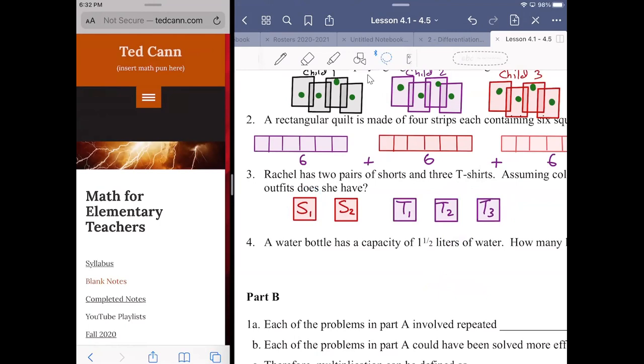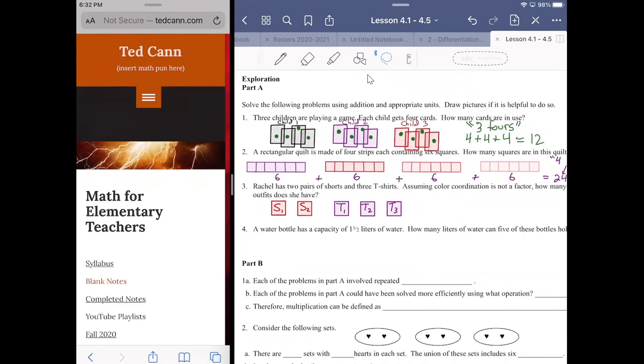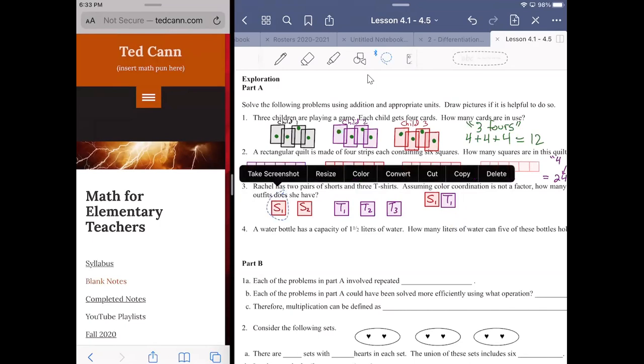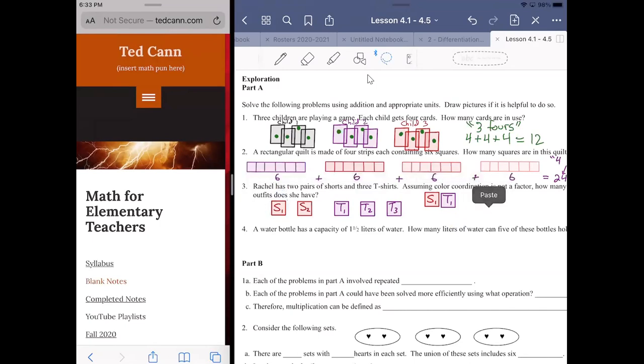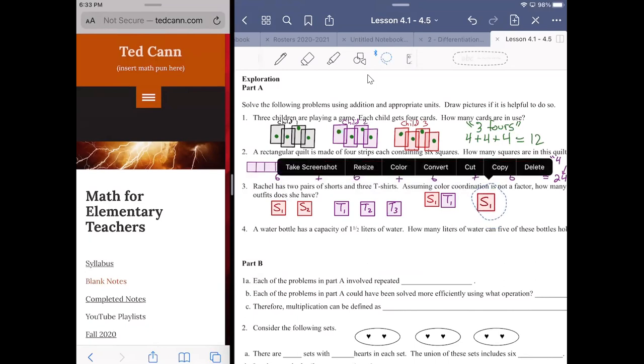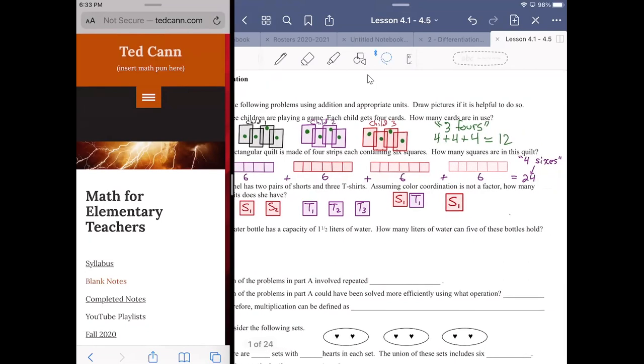So in terms of the outfits, we could be looking at the first pair of shorts with any of the t-shirts. So that means that the first pair of shorts could happen in 3 different possible combinations, or really arrangements.